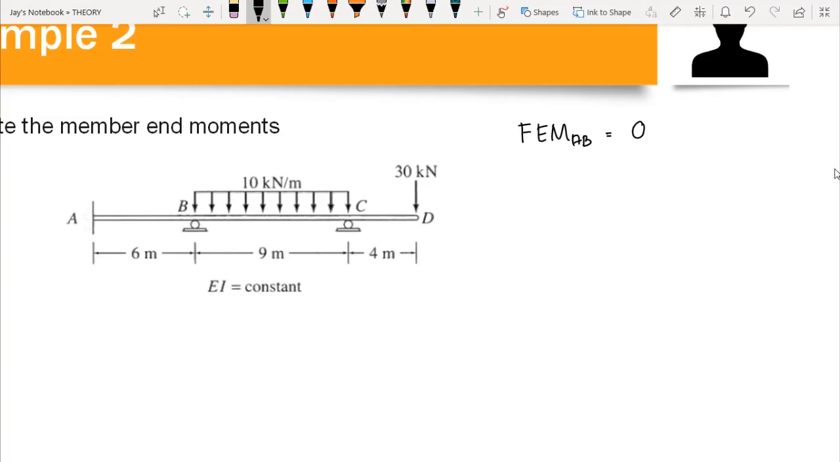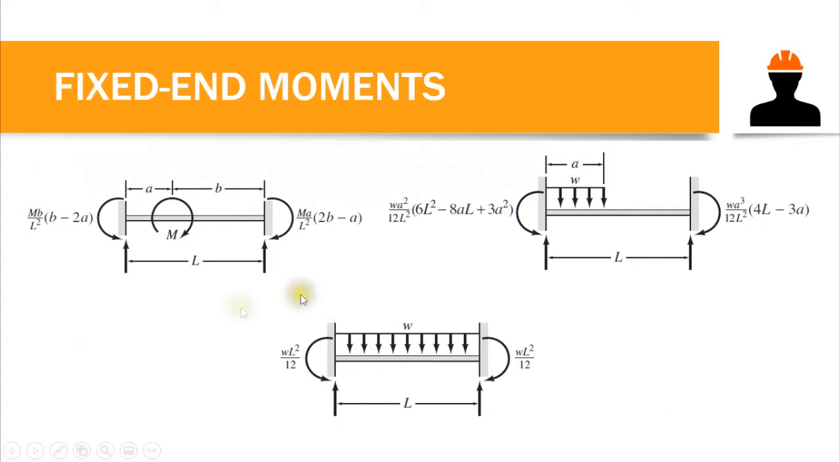FEM BA as well is equal to 0. But for fixed end moment BC, we have WL squared over 12. If we have this type of loading, our fixed end moment on both supports is WL squared over 12. But on the left support, this is counterclockwise, that means we have positive moment. And for the right support, we have a clockwise moment, that means we have negative magnitude.